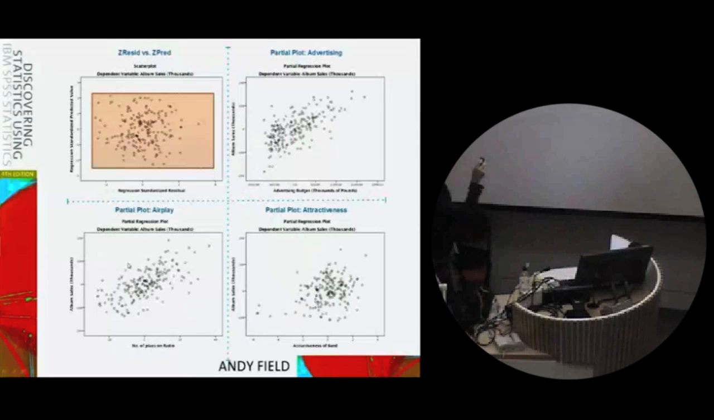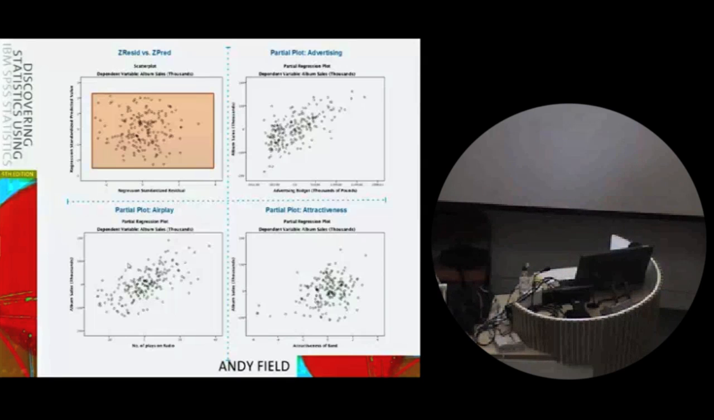Up here, this is our Z-pred versus Z-resid, and we have actually got quite a nice pattern. There's no real obvious funneling, so we're probably all right as far as homoscedasticity goes. And it looks like a nice random jumble. That's exactly the sort of thing that we're looking for. Happy days.